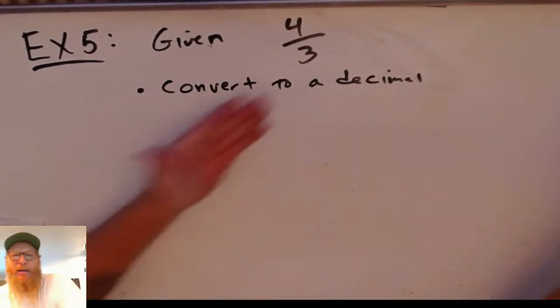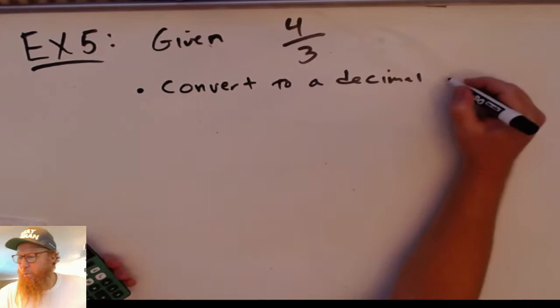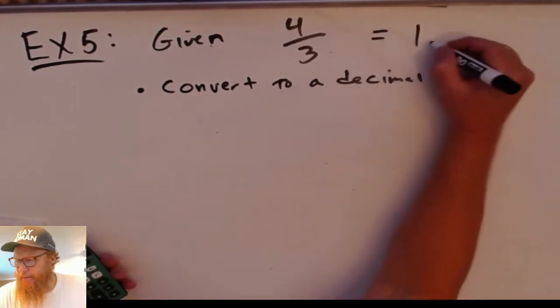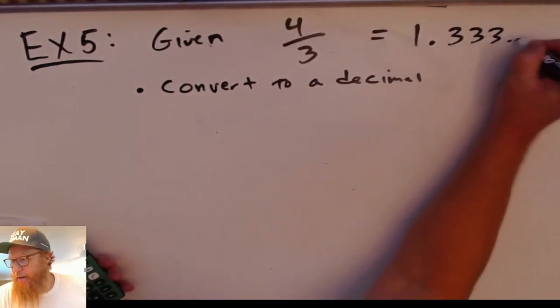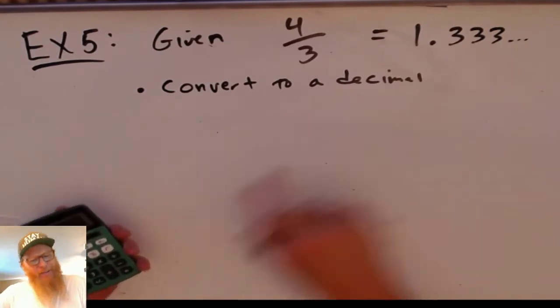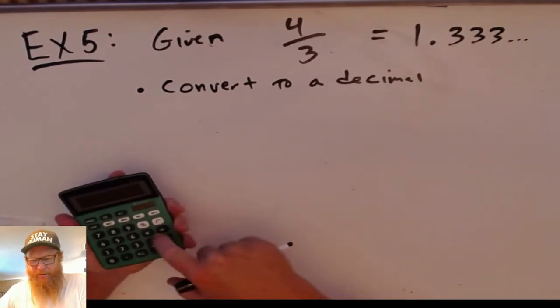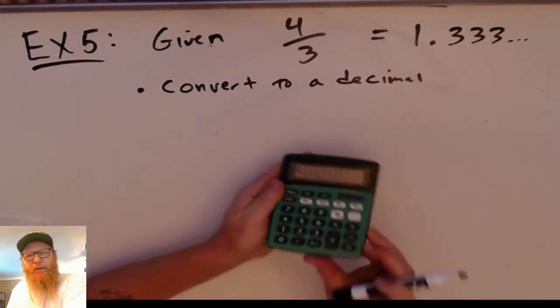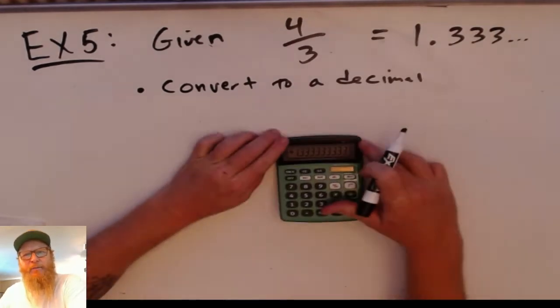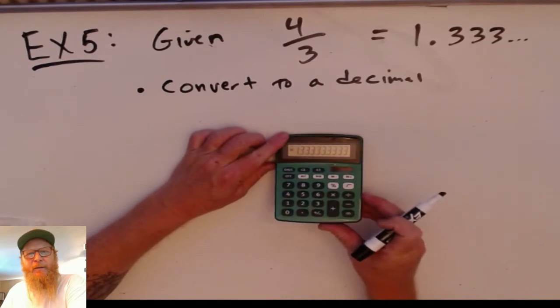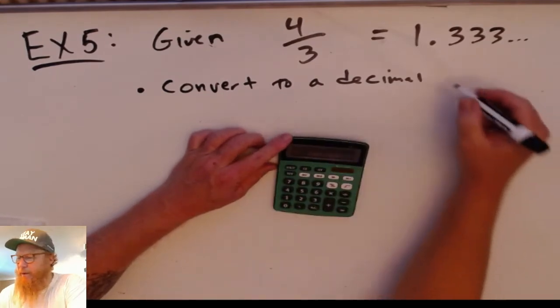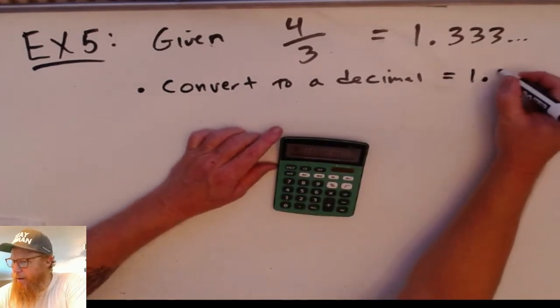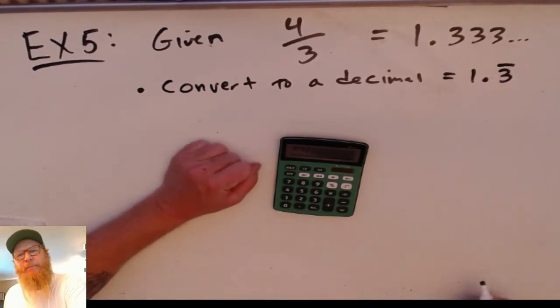You might memorize this. 4/3 is 1.33333. You could do that with mental math or use your calculator. 4 divided by 3 is 1.3333333. I'm not sure if you could see that. There it is, 1.3333333. So that is 1.3 with a bar above it.